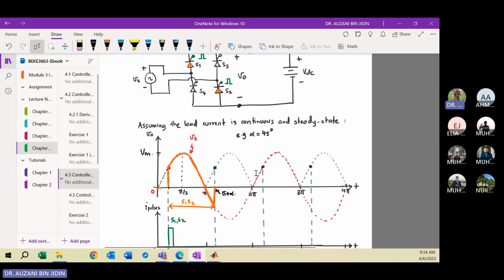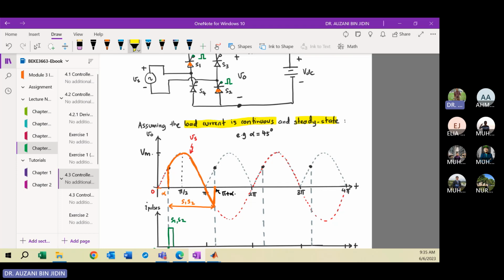So S1 and S2 conduct from angle alpha to pi plus alpha. Because in this case, we assume that the load current is continuous. The load current is continuous due to the inductive load and steady state. So here you can sketch the current. The current profile will be something like this.